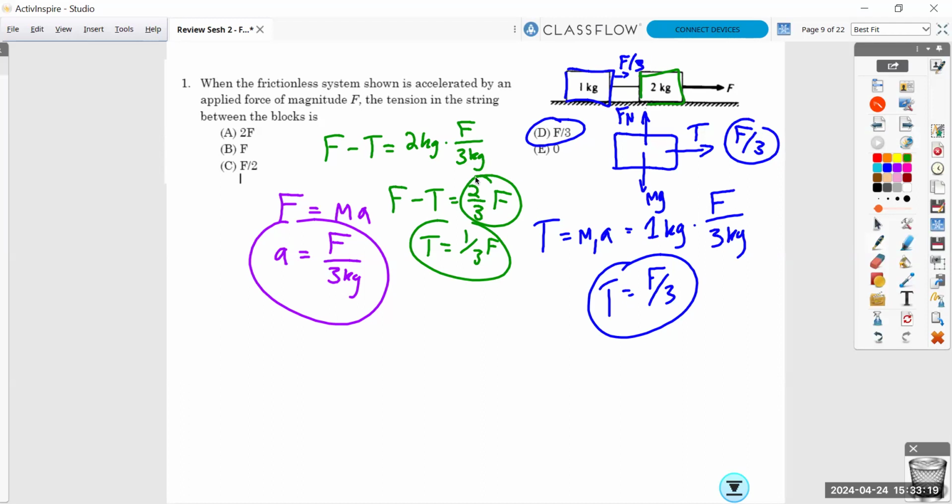But what I also think is kind of cute is that 2/3 F and F/3 add up to F, right? There's a sense in which the two boxes are divvying up the pulling force. And they're divvying it up in a 2-to-1 ratio because that's the ratio of the masses, right? How do you divide something between two things where one gets twice as much? Well, one gets 2/3 and the other gets 1/3. So they're divvying up that pulling force fairly amongst themselves.